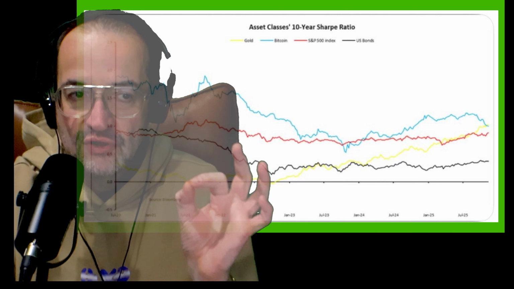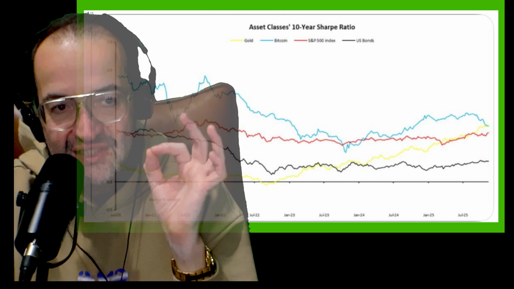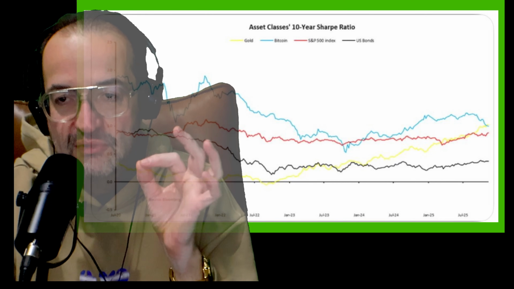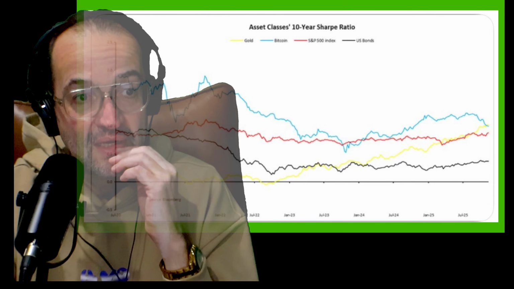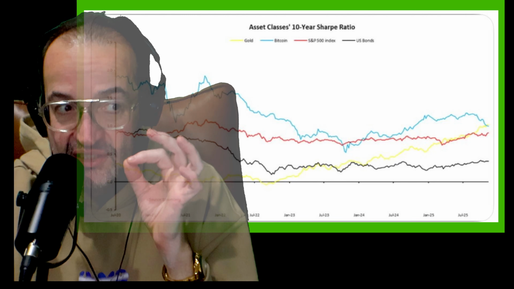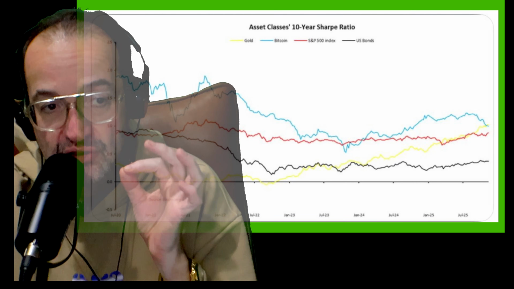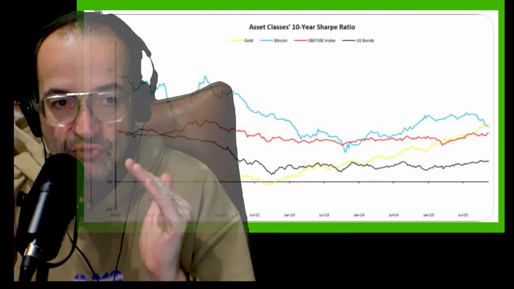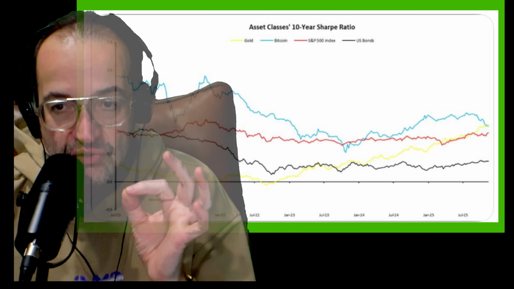Look at the chart very carefully, because this single image exposes one of the most dangerous illusions in modern investing. This is not a chart of prices. This is not a chart of returns. This is a chart of risk-adjusted performance, the Sharpe Ratio.